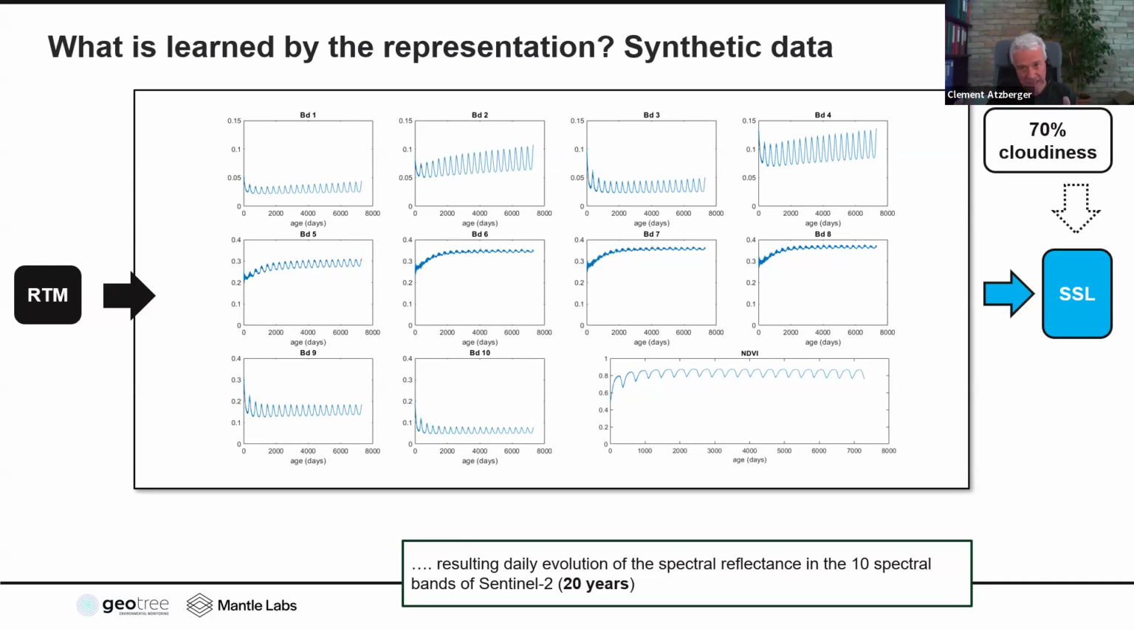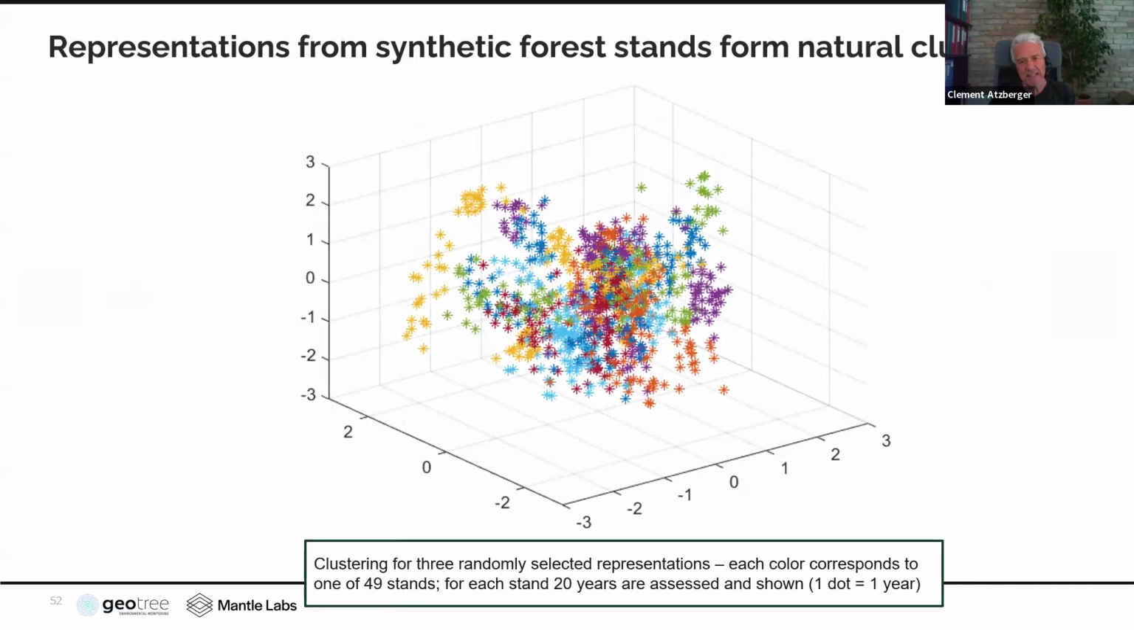And now I apply the Barlow Twins, or let's say a version of the Barlow Twins, to these annual time series. So I did the same as I tried to explain during my talk. I take 1 year of data and I take augmentations, and I learn the representations from these augmentations. And what is really fantastic is these 49 stands naturally cluster.